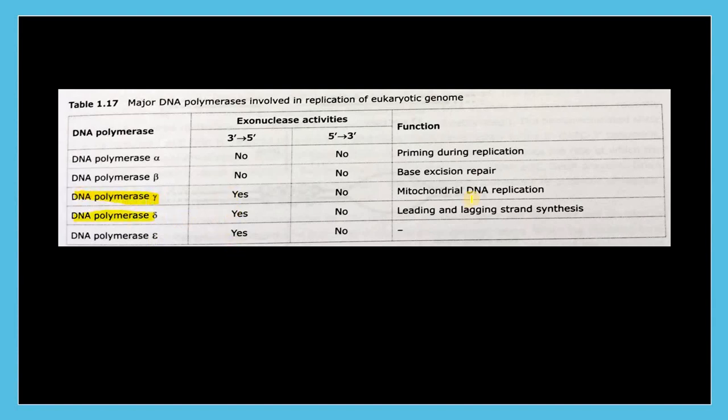Gamma is the sole polymerase involved in mitochondrial DNA replication. And delta is involved in leading and lagging strand synthesis, and beta, although we didn't speak about it much in this video, is involved in base excision repair, so repairing the damaged DNA. And pol alpha, as we all know, has primase activity, so priming during the replication is done by pol alpha.